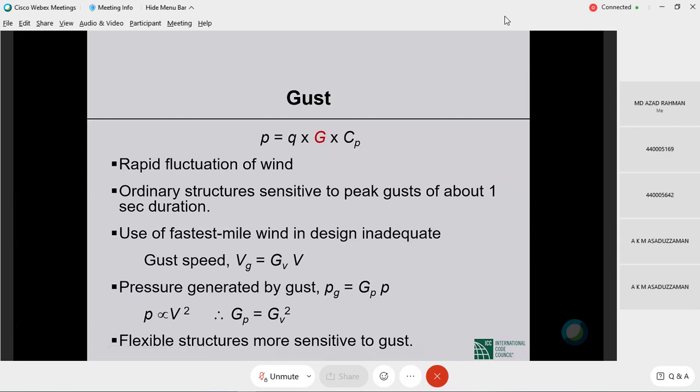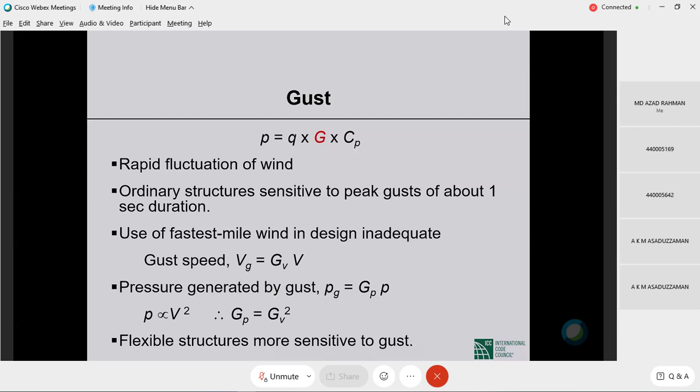Obviously, we can apply a gust effect factor to the velocity due to wind, or we can apply a gust effect factor to the pressure due to wind. Pressure being proportional to the square of the velocity, the two factors should not be the same. The factor that we apply to the pressure will be proportional to the square of the factor that we apply to velocity. Be that as it may, ASCE 7 from the beginning has applied a gust effect factor to the pressure due to wind. So that's gust effect factor.